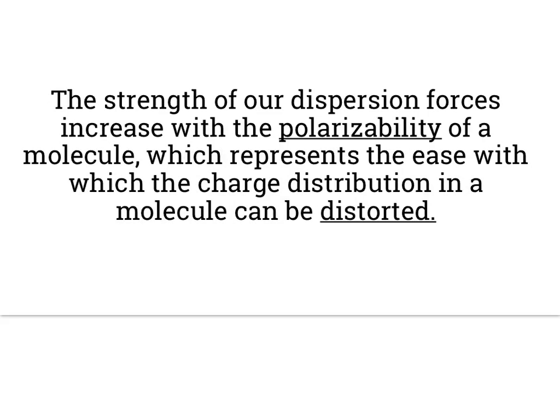Now, the strength of our dispersion forces increases with what we call the polarizability of a molecule, which basically represents the ease with which our charge distribution in a molecule can be distorted. Sometimes we call this the squashability, if you will, of our electron cloud. It basically means how likely we are to have our electrons in one area by themselves. The tighter this is, the less likely they are. The bigger it is, the more likely electrons are going to be spread out enough that they'll randomly be in one big group on one side.